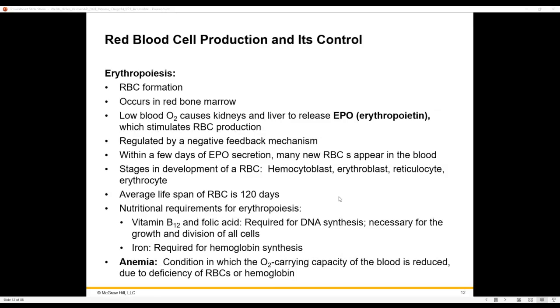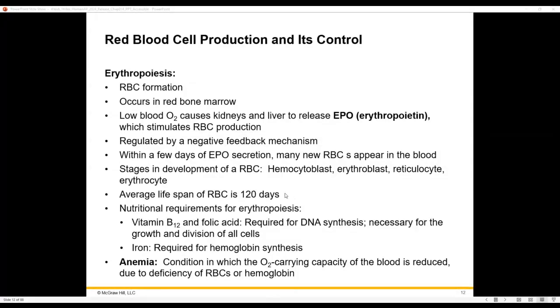So red blood cell formation specifically is called erythropoiesis. It occurs in the red bone marrow. Low blood oxygen will cause kidneys and liver to release erythropoietin, EPO, and this stimulates red blood cell production. It's regulated by a negative feedback mechanism. Within a few days of EPO secretion, many new red blood cells appear in the blood. Stages in development of the red blood cell include the hemocytoblast, the erythroblast, the reticulocyte, and the erythrocyte.